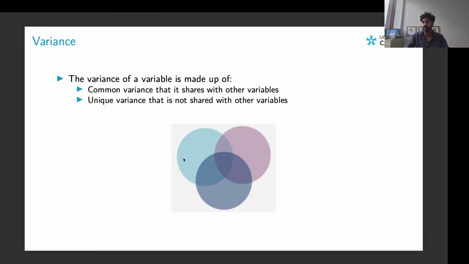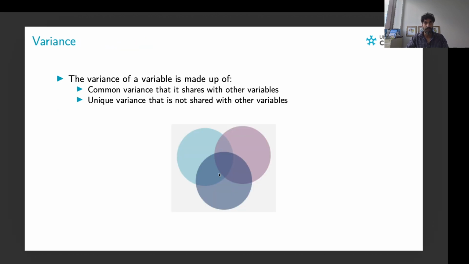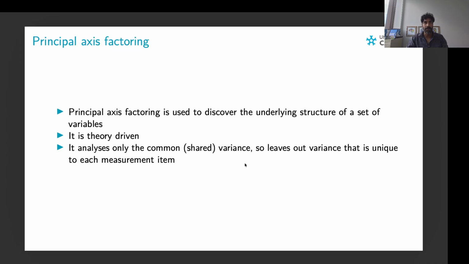So this is common variance between this one and this one, common variance between this one and this one is here, and this little spot here is the common variance between all three. Now unique variance are these sections here, which aren't shared by the others. So common variance is shared with the other variables, unique variance is not shared with the others. So the question is, which should you use, when we're talking about principal components and principal axis?